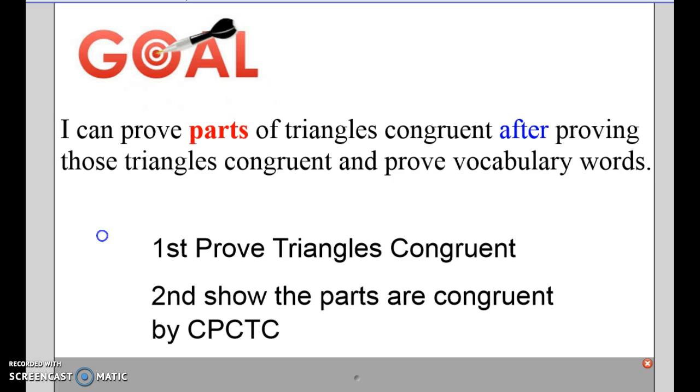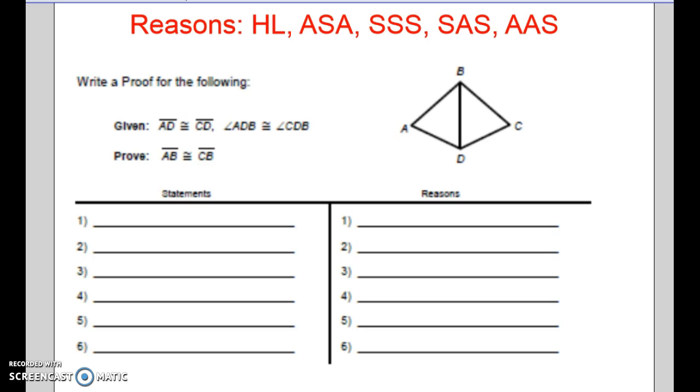First, we have to prove triangles congruent, which means we're going to use one of our 5 shortcuts. And then second, we're going to show the parts are congruent, and we're using the acronym CPCTC, which you guys know by now stands for corresponding parts of congruent triangles are congruent. Okay, so let's jump in.